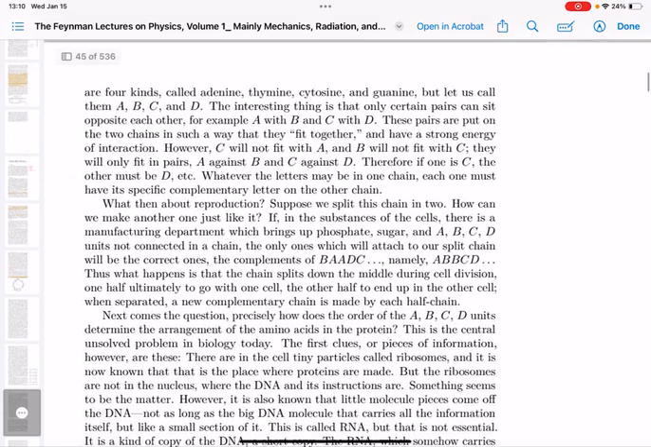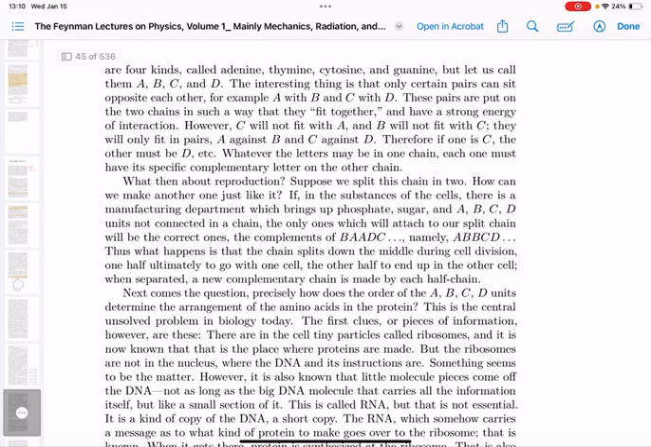There are 4 kinds called adenine, thymine, cytosine. I'm not pronouncing any of it right. I'm sorry. I'm going to apologize in advance. And guanine. I don't know. But let us call them A, B, C, and D.